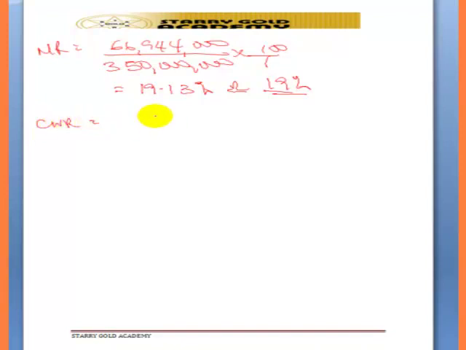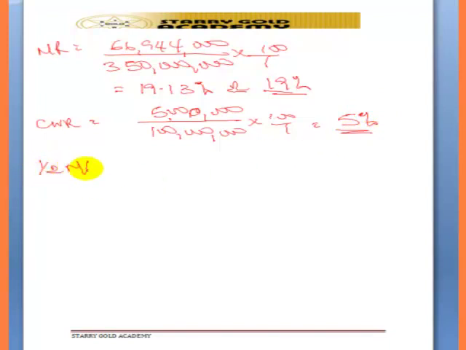Then the Commonwealth rate will be 5 million over 100 million times 100 over 1, which is the same thing as 5%. Now half Nigerian rate will be 19% divided by 2, which is 9.5%.